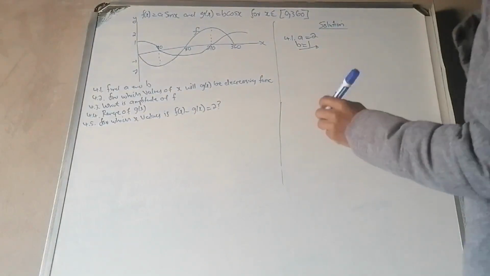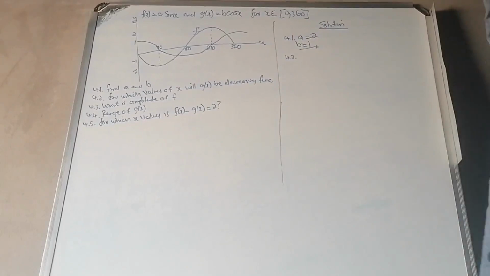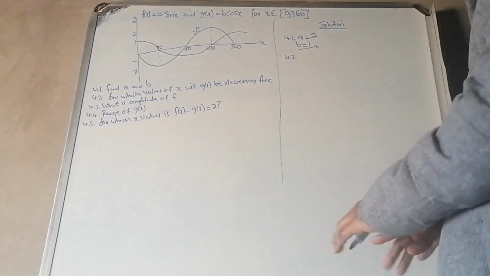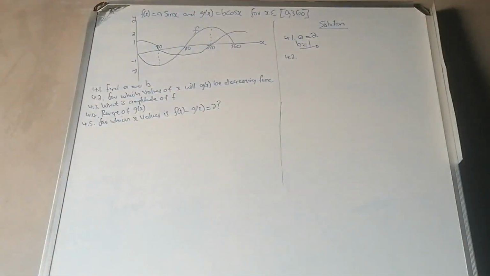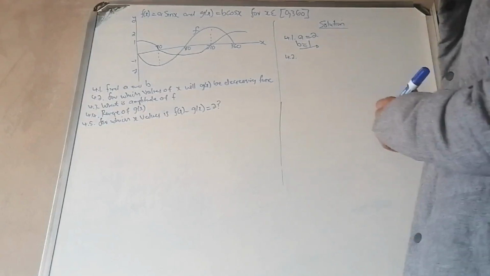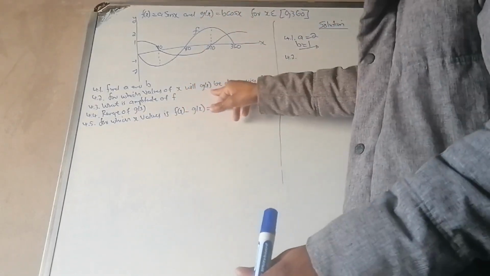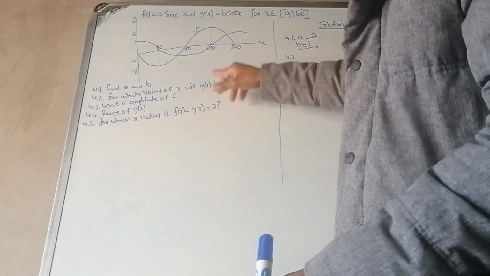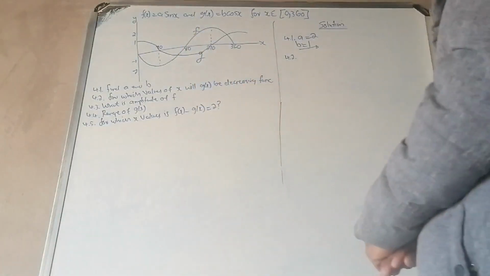Right, 4.2. For which values of x will g(x) be a decreasing function? We know that a function is decreasing as we are moving from left to right. Then we will check the interval from which that function increases or decreases. If this is f, this must be g. Again, decreasing.